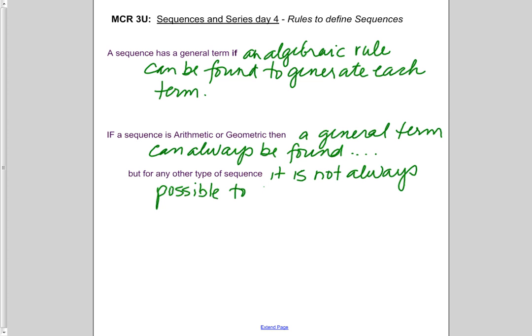to find a rule for the general term. So we're going to look at some today that are neither arithmetic nor geometric and determine rules for them if possible.